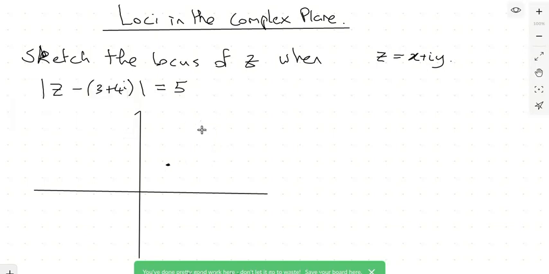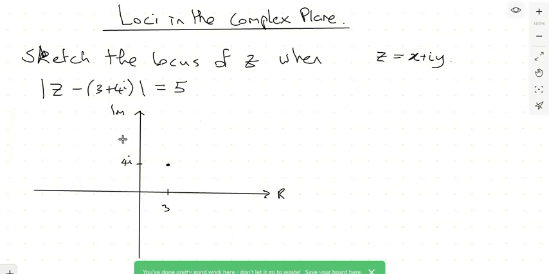Yeah, so let's just say that's the point 3 plus 4i. I'll put 4i on it, it doesn't really matter. So that's an imaginary axis, that's a real axis. So the distance from our complex number, which is changing all the time, or it could be any complex number. We're looking for all complex numbers which satisfy this, that the distance from our complex number to the point 3 plus 4i must always be equal to 5. Well, that's going to give us a circle. Centre 3 plus 4i, radius 5.